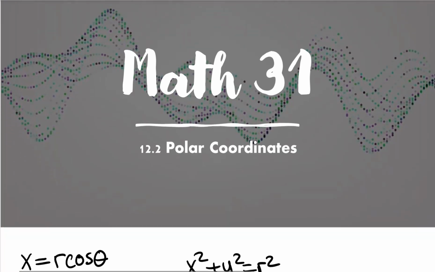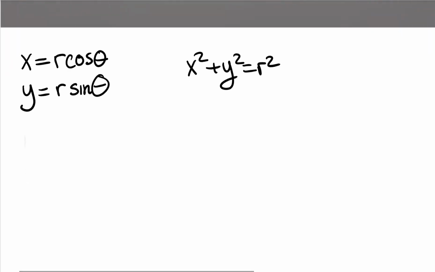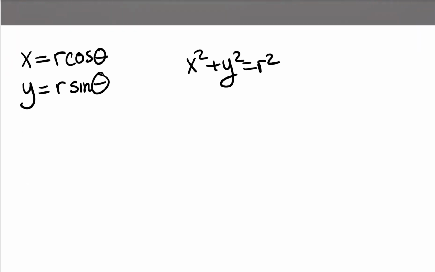Let's go the other direction now. Whoa, I must erase something. All right. We got our three formulas there. X squared plus y squared equals r squared. X equals r cosine and y equals r sine.